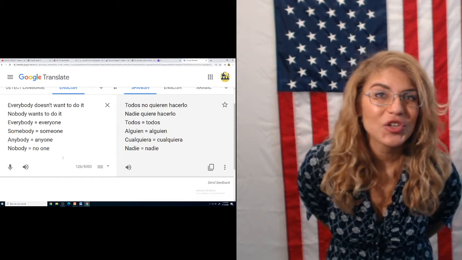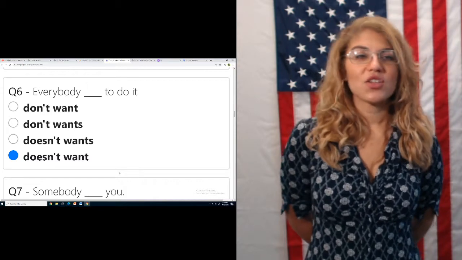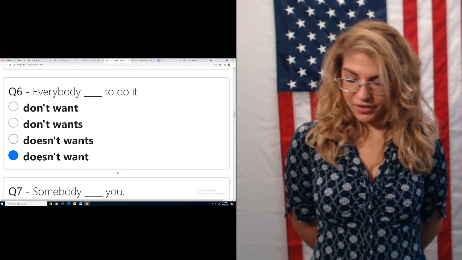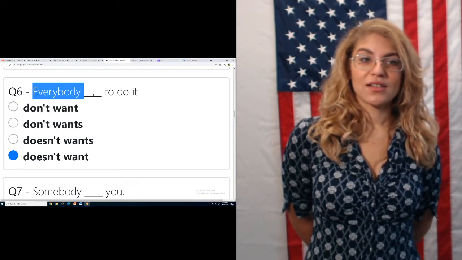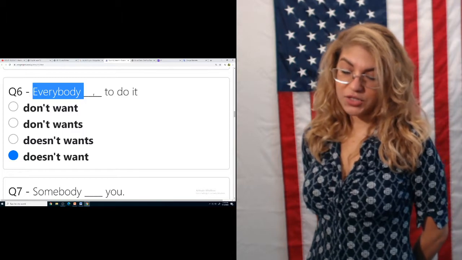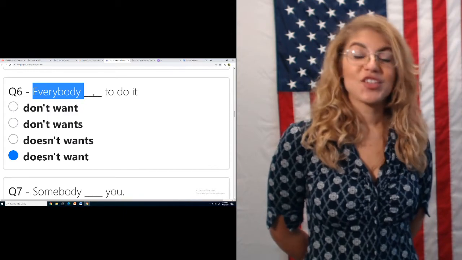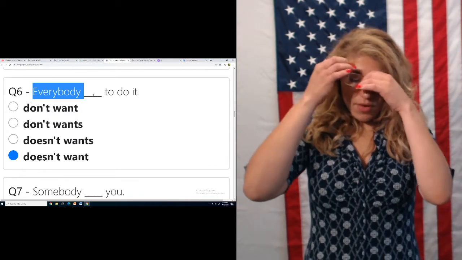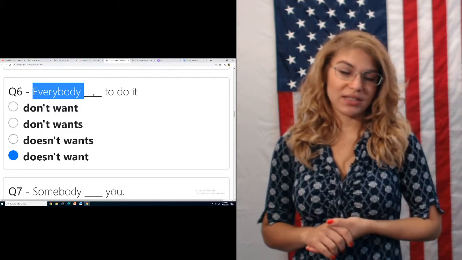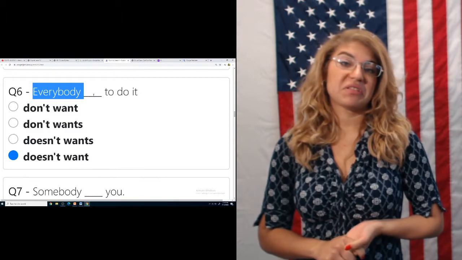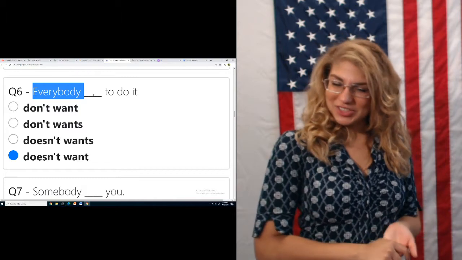Therefore, let's return to the quiz and take a look at the sentence. What is the correct formation here? Everybody to do it. Everybody don't want. Remember, everyone or everybody is singular. Everybody don't want. Everybody don't wants. Everybody doesn't want. Or everybody doesn't wants. A hard one. This is a proper level 2 question.